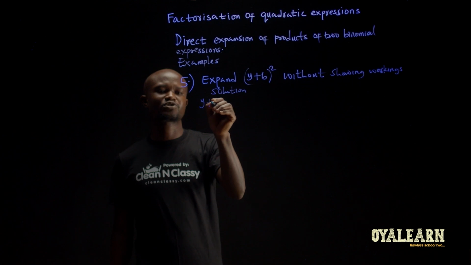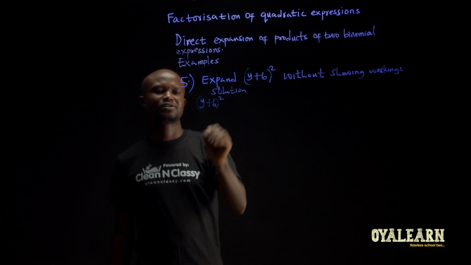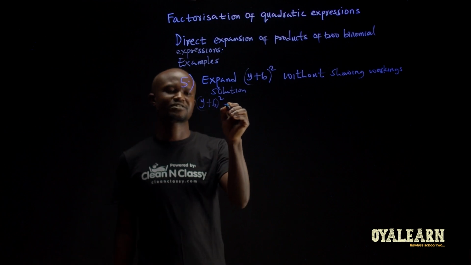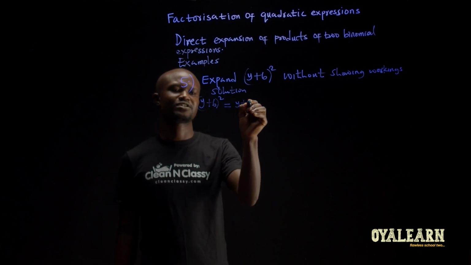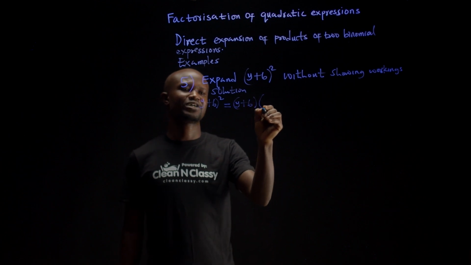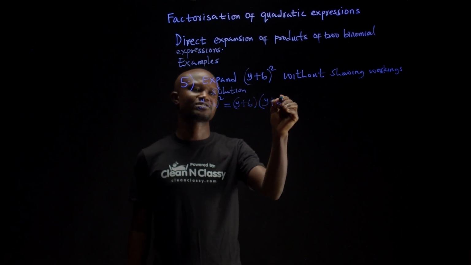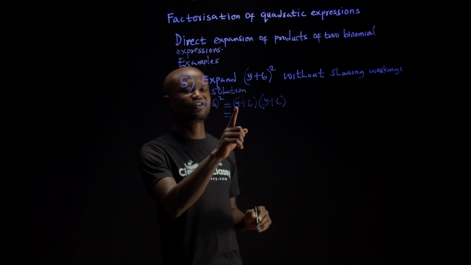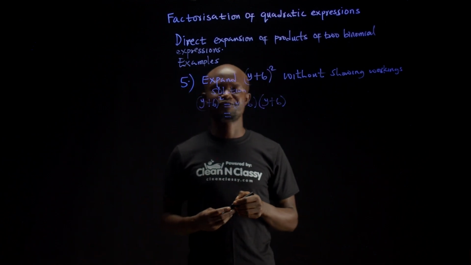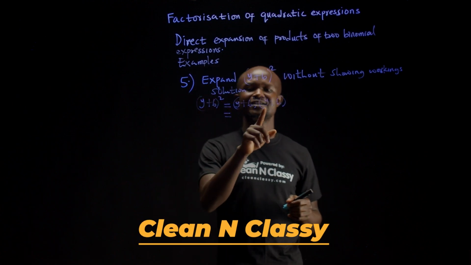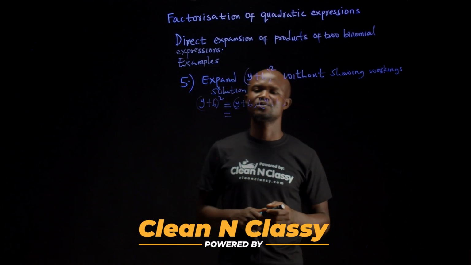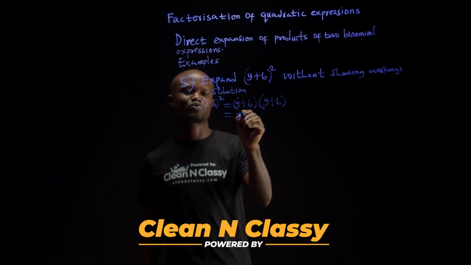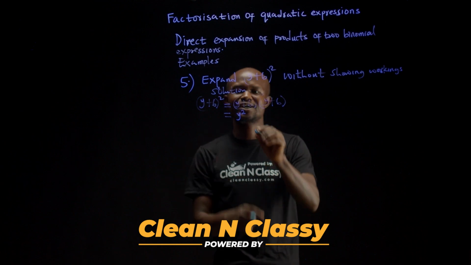Now, (y + 6)² is the same thing as what? This is the same thing as (y + 6)(y + 6). So if you want to expand this, the variable involved, the first term we have y, the second term we also have y. So we multiply y times y. That will give us y squared.